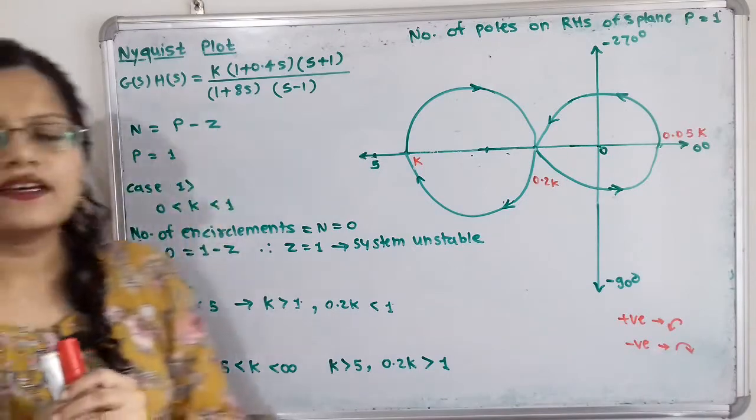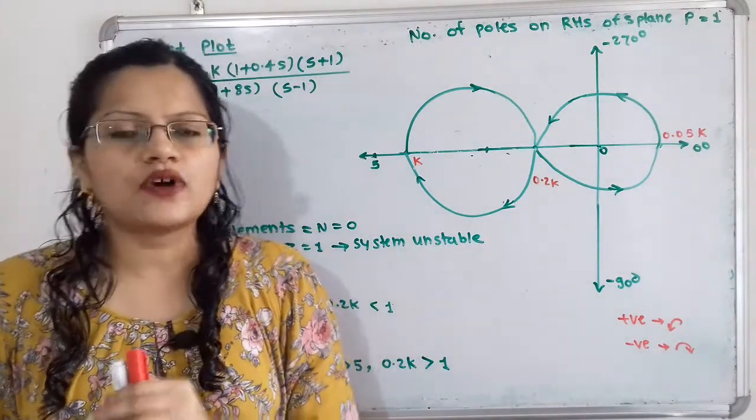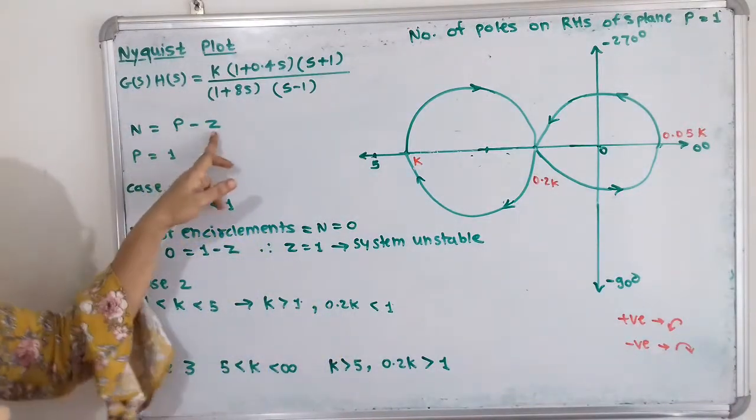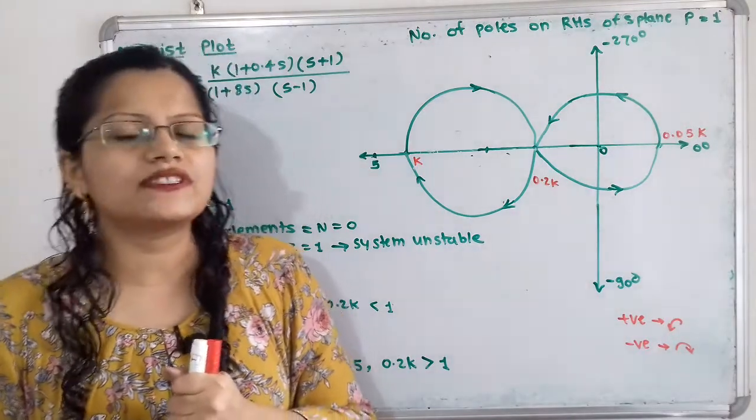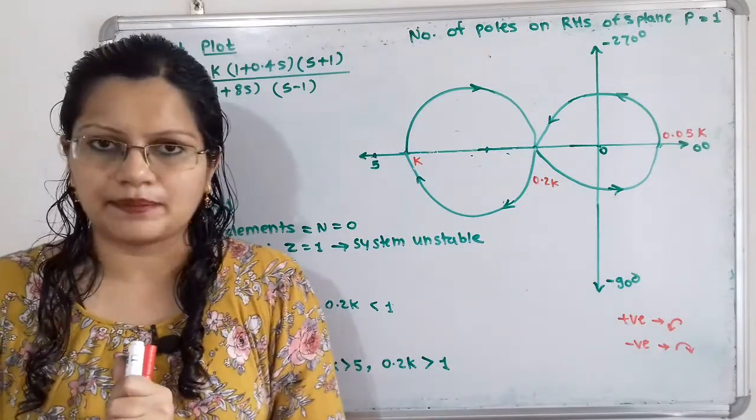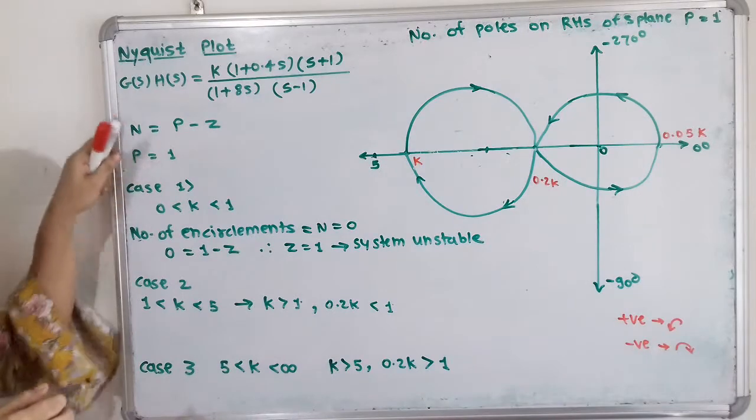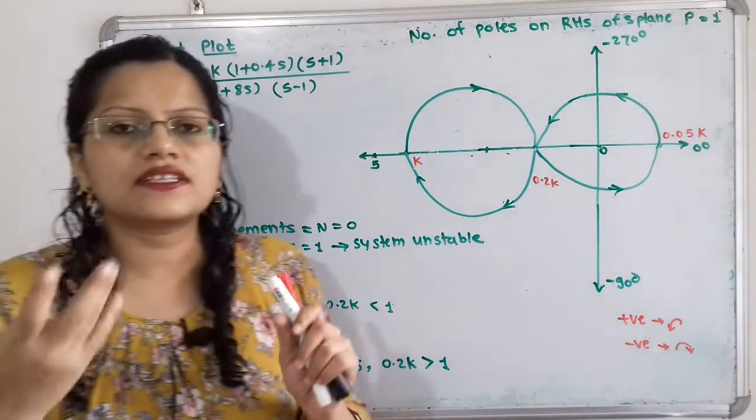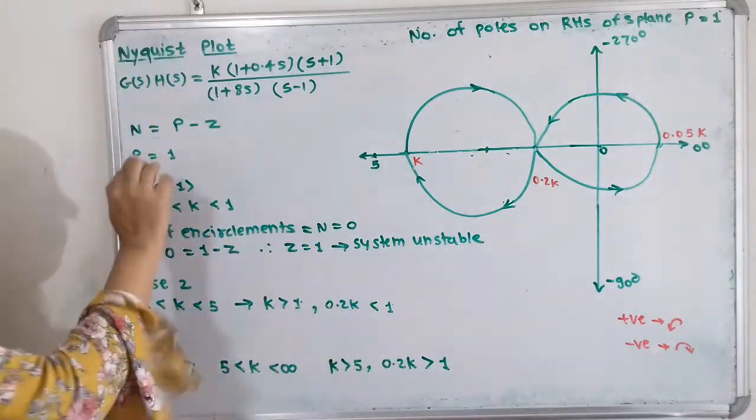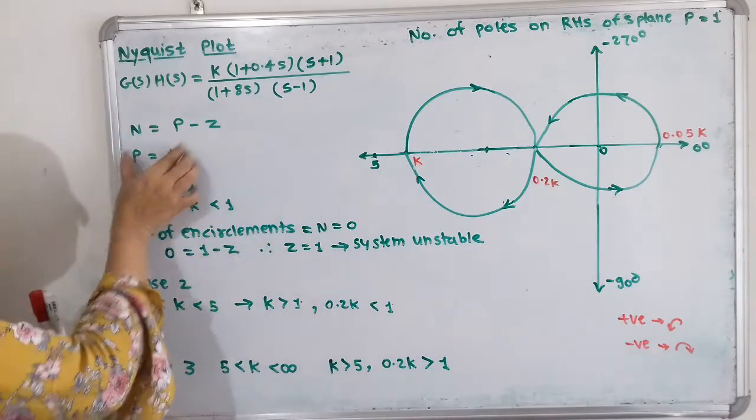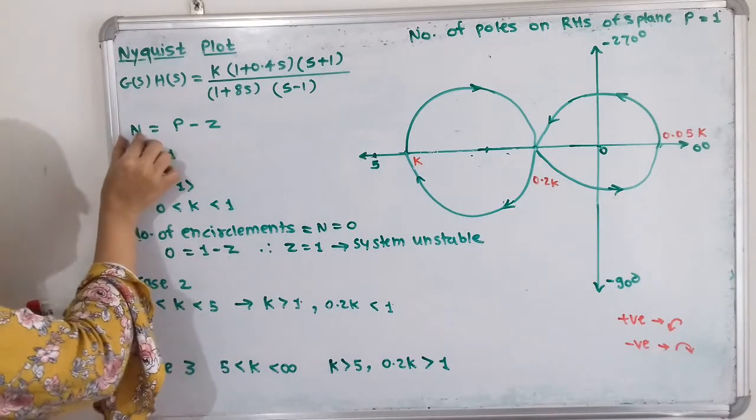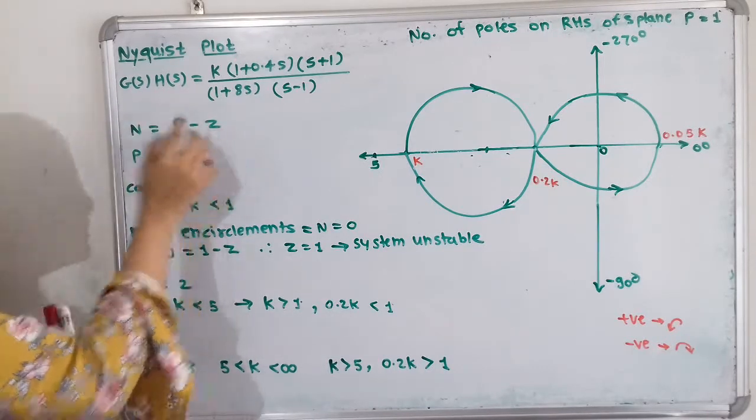And what is Z? That is the number of closed loop poles on the right hand side of the plane. If we calculate this value of Z, the number of closed loop poles, to be equal to 0 on the right hand side plane, then only can we say that the system is stable. So for that we first have to take the value of N, the number of encirclements, and find out the range of K. P is equal to 1, which we already know from this transfer function. Now we will find out for which value of N the value of Z will become 0.